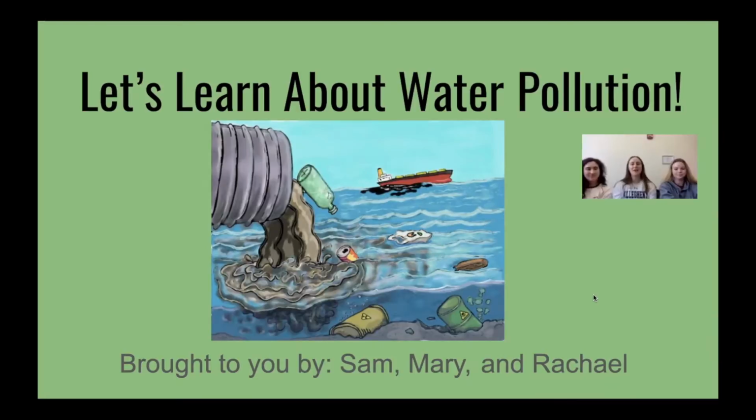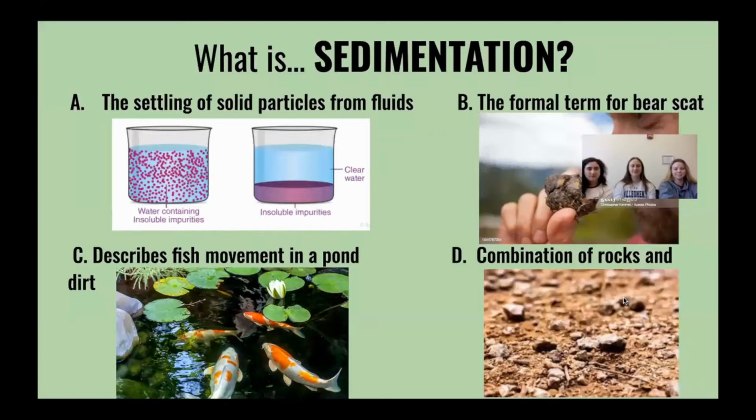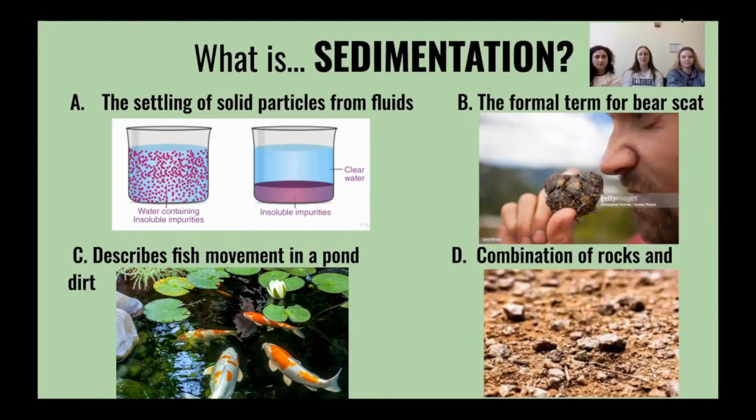Now let's learn about water pollution. We're going to go through some key terms in regards to water pollution in this PowerPoint. The first term is sedimentation. Now teachers, you can pause your videos after we ask what the defining term is and have your students guess which is the correct answer, and then we will reveal the correct answer. So, what is sedimentation? The correct answer is A, the settling of solid particles from fluids.